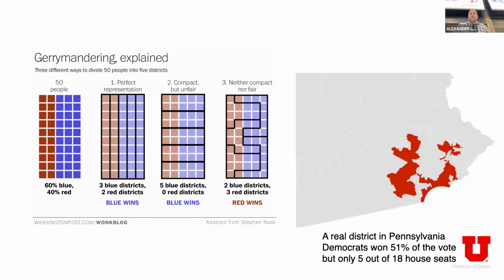Or you could even take a more extreme example. You could pack the districts such that you win a slight majority in most of them, and lose by a landslide in others, right? And that would be the example here, where even though blue in this case has a majority, red wins 3 red districts, right? And that's what gerrymandering is all about.